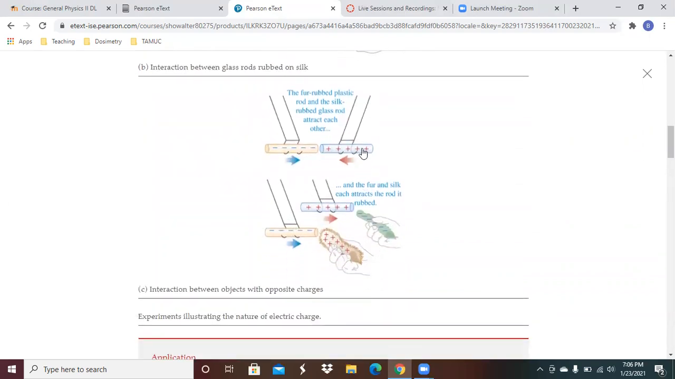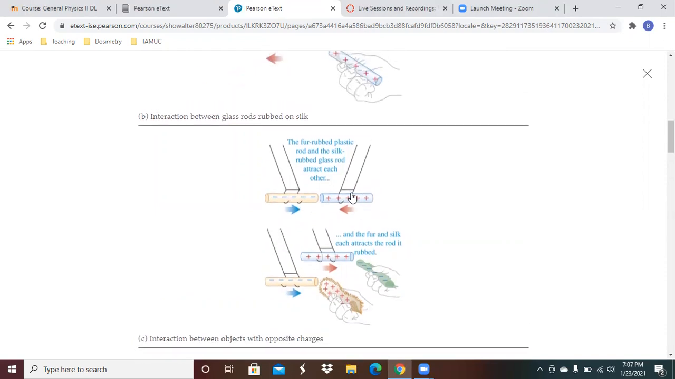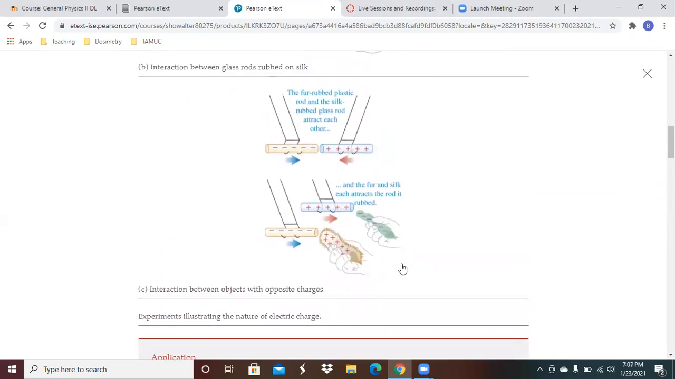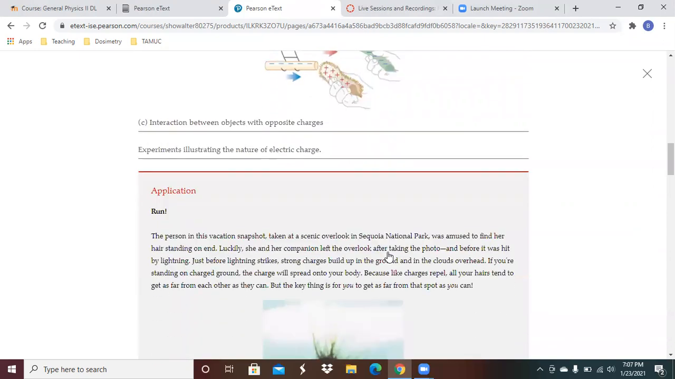But if you were to take those rods and put them close together, you would find that the plastic rod rubbed with fur and the glass rod rubbed with silk, the plastic being negatively charged and the glass being positive, are going to attract each other. And if you take the glass rod and the silk, or the plastic rod and the fur, and hold them close to each other, they're going to attract.